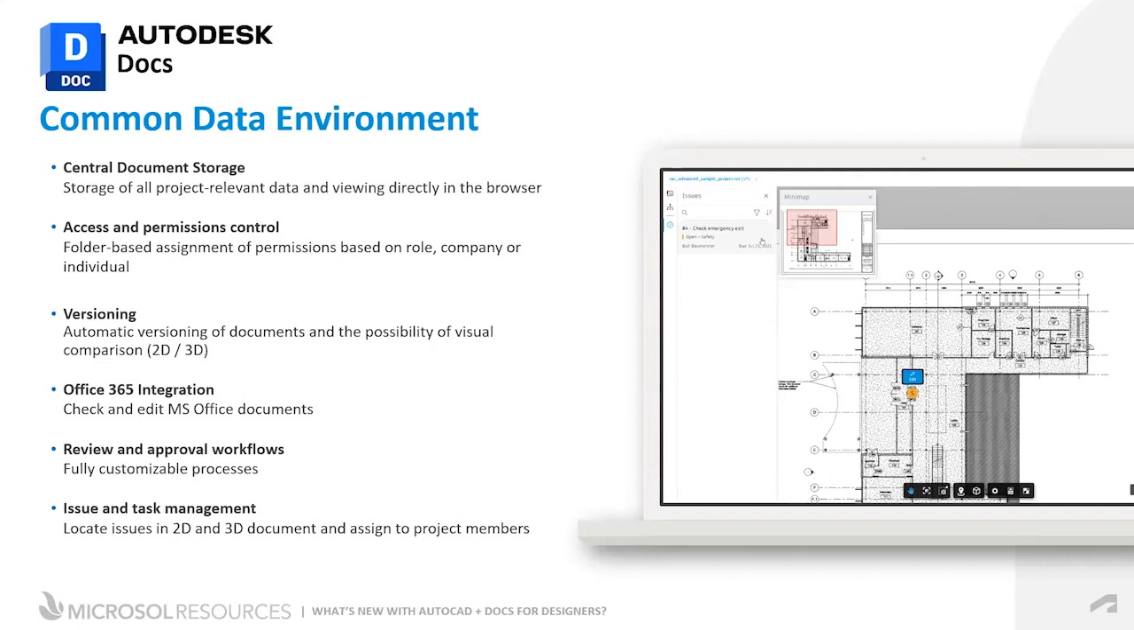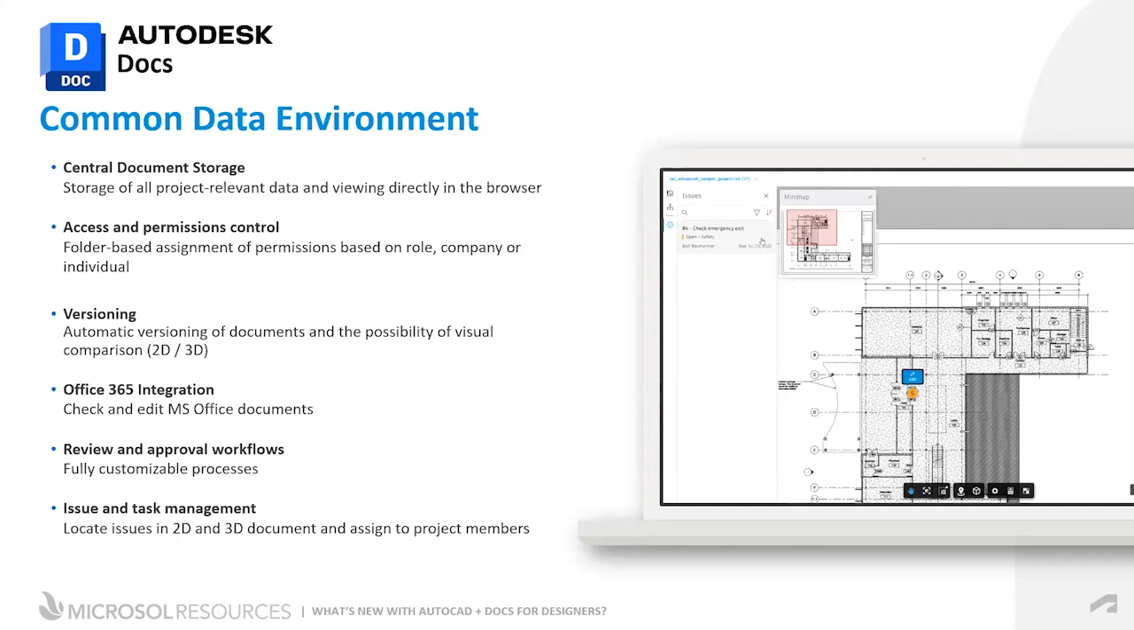Any document in the Autodesk Docs CDE is automatically versioned, which also allows the visual comparison of documents in 2D and 3D and to easily follow up on design changes. Office 365 integration allows the direct viewing and editing of Microsoft Office documents in the viewer. Review and approval workflows can be fully customized to your own requirements and are easy to set up and use.